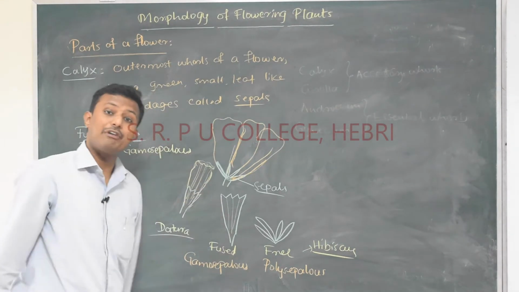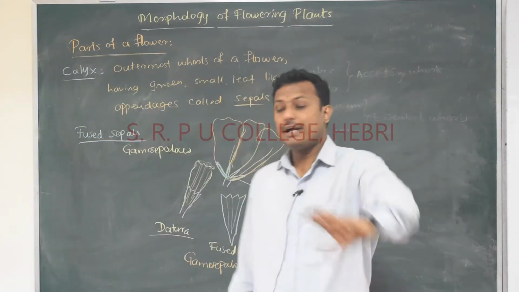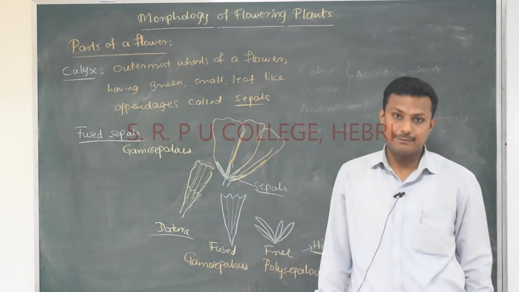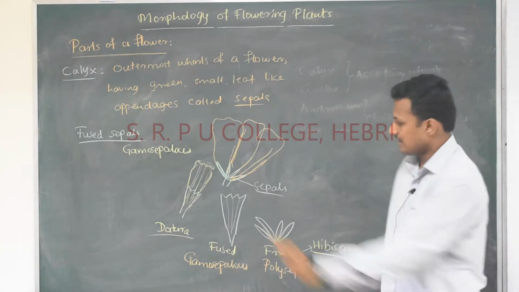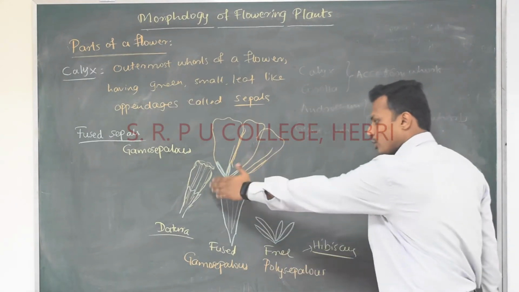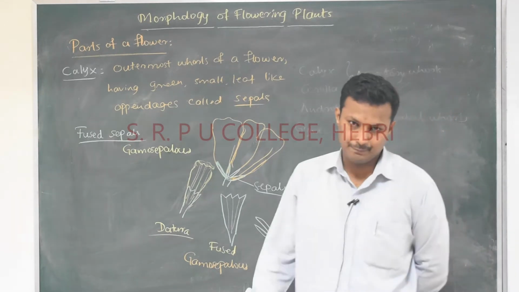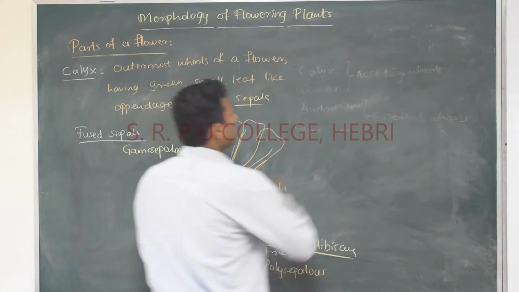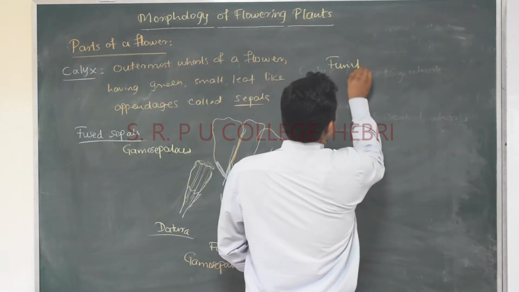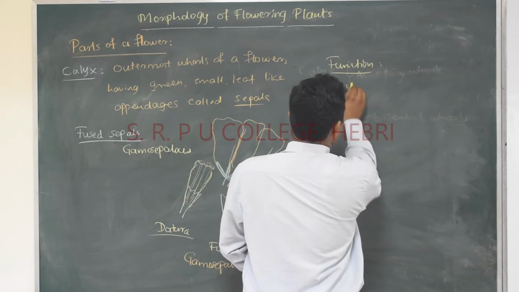And what is the function of the sepals? You got an idea what is a sepal and how it can be present in a flower, right? See, this is one type. Here is the free condition, here is the fused condition. This is called polysepalous condition. This is called gamosepalous condition. But what is the basic function of this one? See, the basic function of the sepals is to give protection to the corolla.